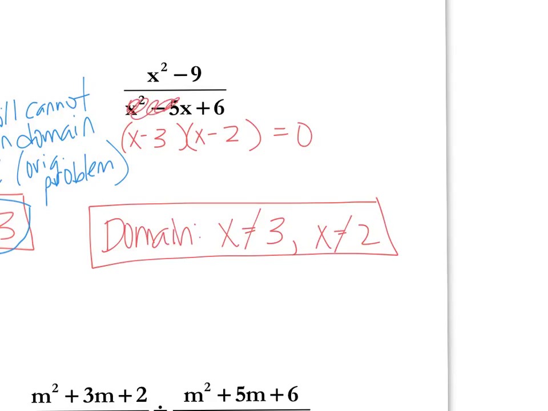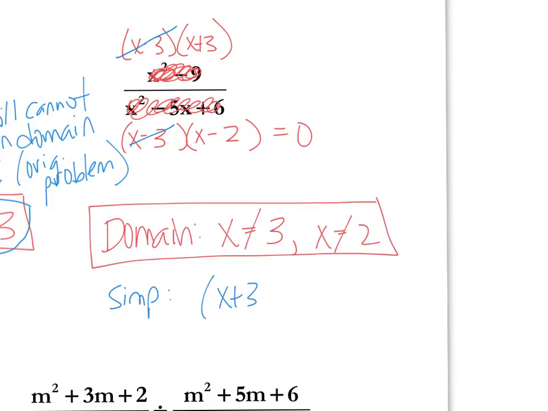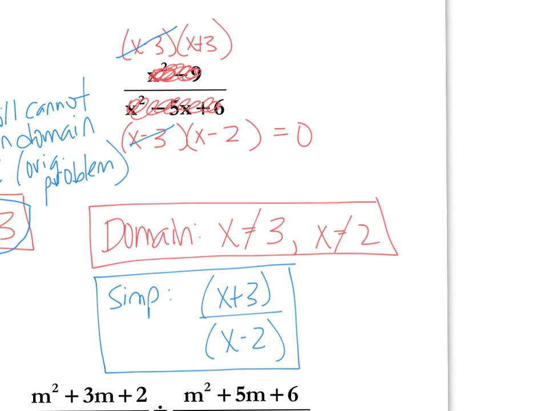That's my domain, and now what we're going to do is see if anything factors and cancels. So I factor the denominator. I'm also going to factor the numerator, x minus 3 and x plus 3. I'm just going to cross those out so I don't get confused. And you can probably see that something simplifies and something cancels. We have an x minus 3 in the top and the bottom. So my simplified rational expression is x plus 3 over x minus 2. So those are the two parts to our problem here.